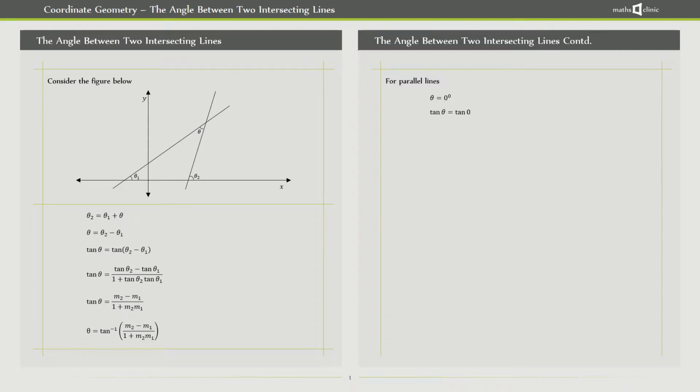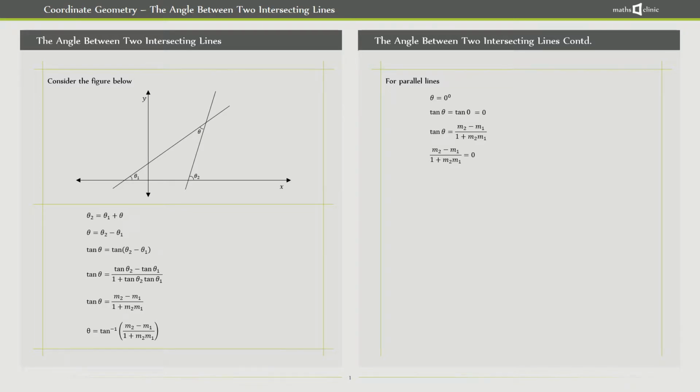i.e. tan theta equals tan 0. Okay, and if you find the tangent of 0, what you end up with is 0. And what this would imply, because we have tan theta equals m2 minus m1 divided by 1 plus m2 m1, is that m2 minus m1 divided by 1 plus m2 m1 equals 0 for two parallel lines. Okay, two parallel lines with gradient m1 and gradient m2.